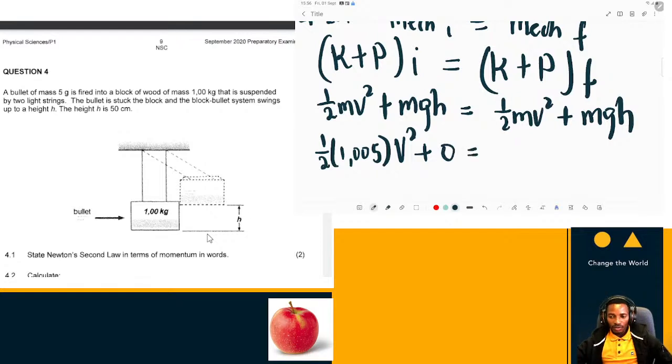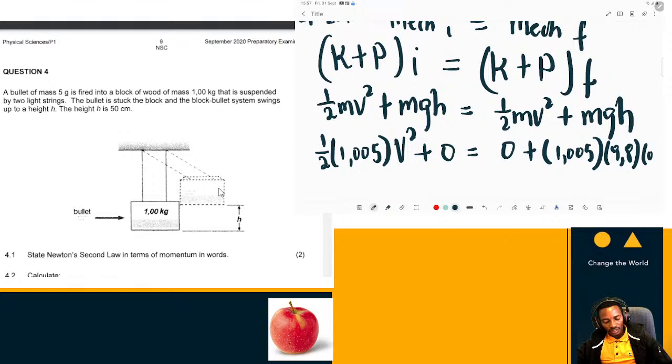All right. So after some time, the block-bullet system will reach maximum height, and the velocity will be 0 at maximum height. We know that from projectile motion. But the potential energy will be maximum. So at that point, at 0.5 meters above the ground, we need to combine the mass. So we're going to have 1.005 times 9.8, then times height, which is 0.5.